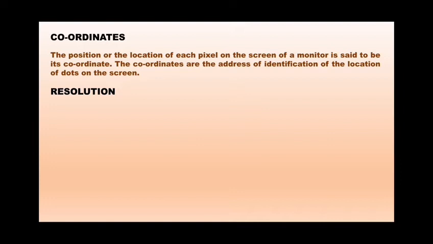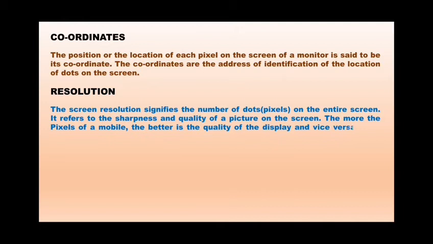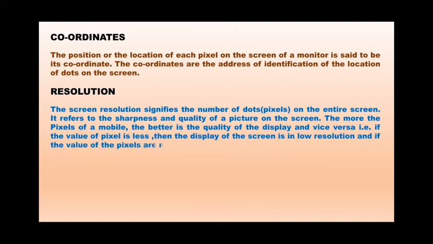Resolution. The screen resolution signifies the number of dots, that is pixels, on the entire screen. It refers to the sharpness and quality of a picture on the screen. The more the pixels of a monitor or a mobile, the better is the quality of the display, and vice versa. That is, if the value of pixels is less, then the display of the screen is in low resolution, and if the value of pixels are more, then we can call it to be in high resolution.